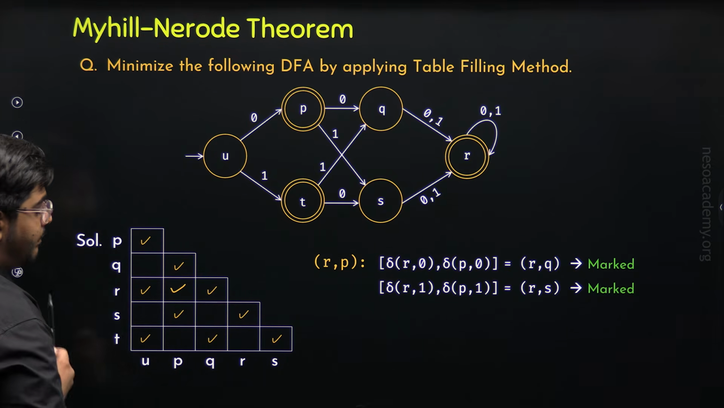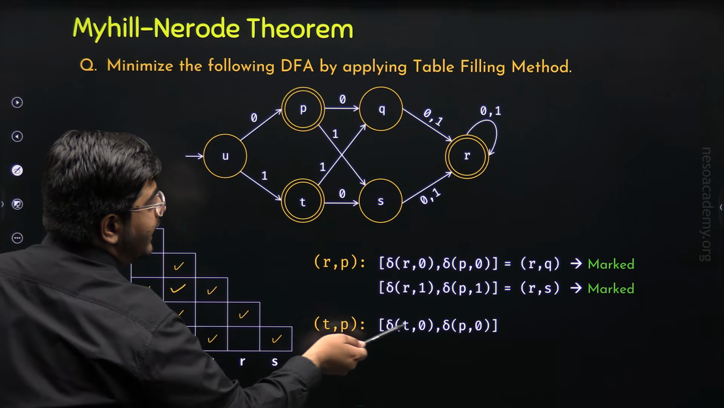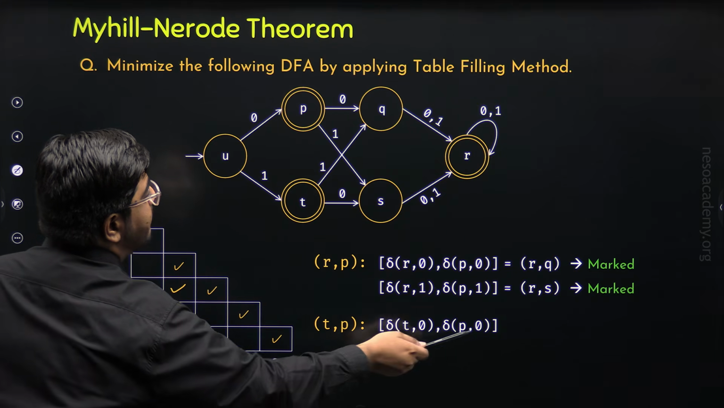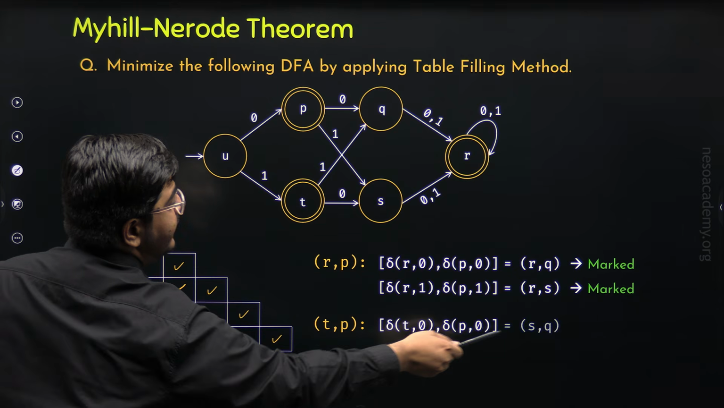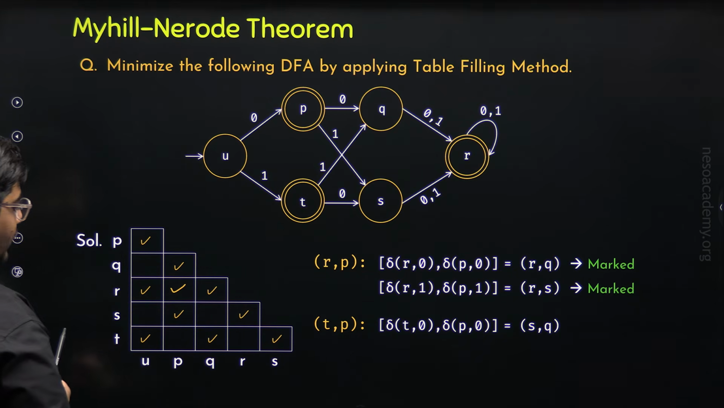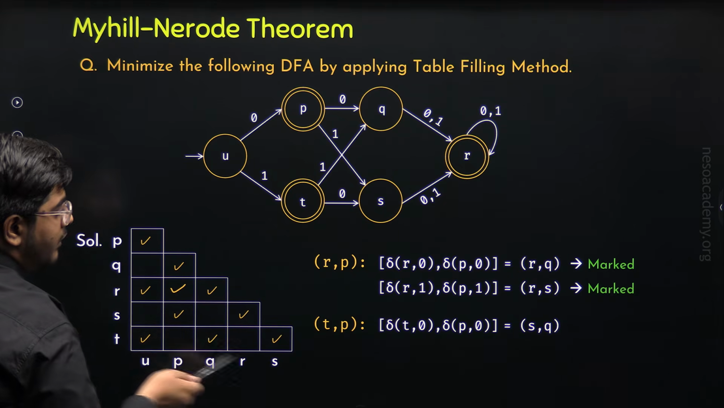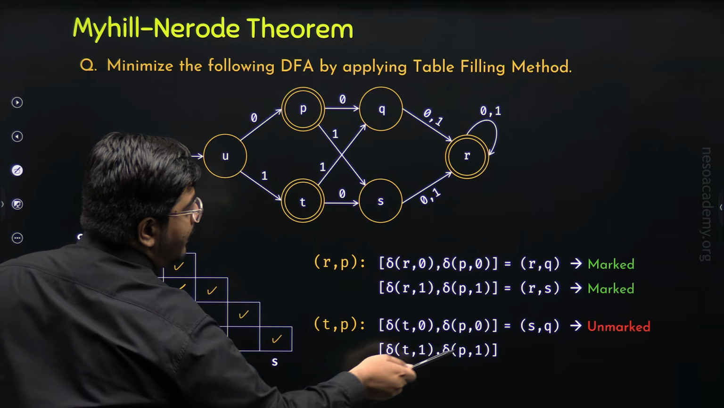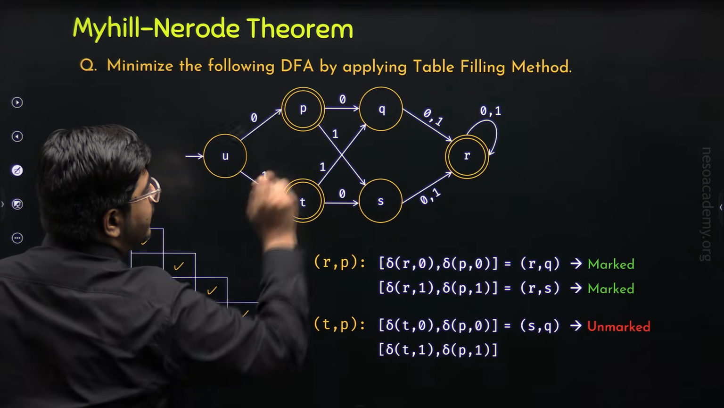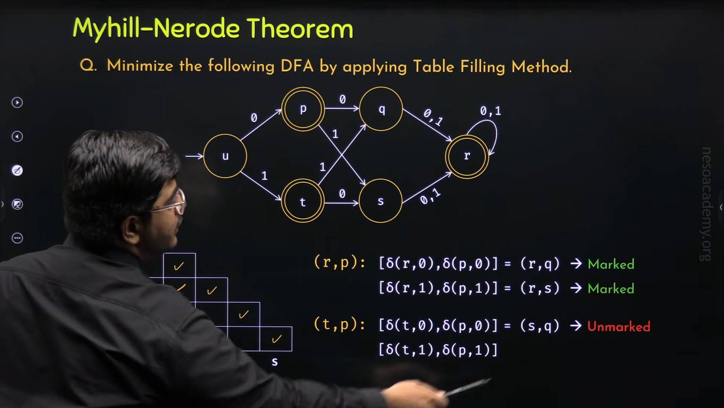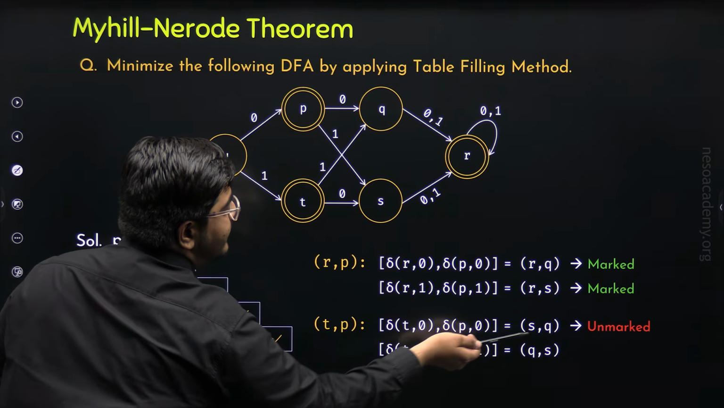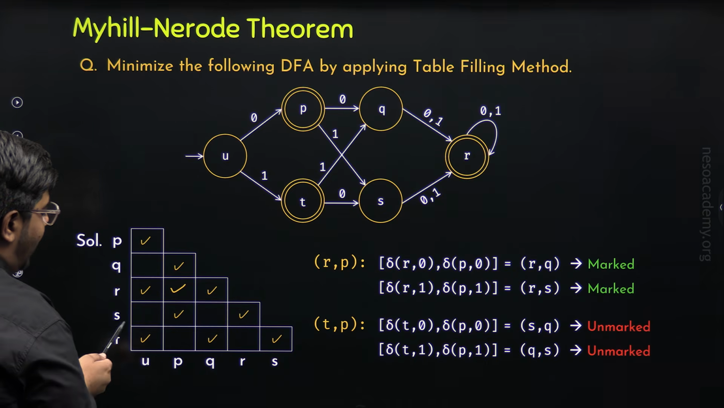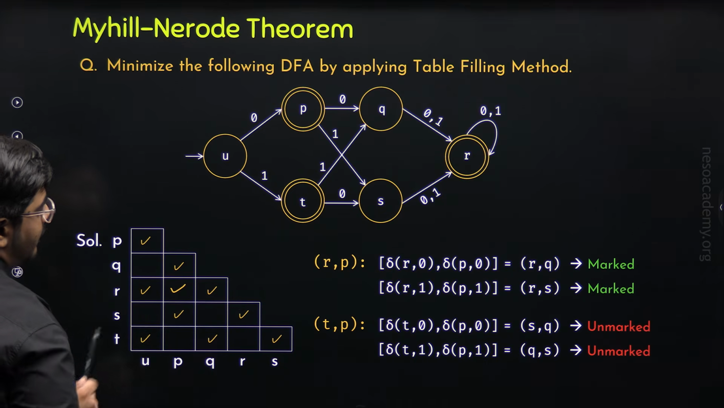Next unmarked pair is TP. For TP, we need to write delta T, 0 and delta P, 0. Now T, 0 is S and P, 0 is Q. So we are getting SQ. Let's check SQ in this particular table. SQ, this one, which is unmarked. Let's check the input symbol 1, delta T, 1 and delta P, 1. T, 1 gives Q and P, 1 gives S. So we are getting QS. SQ is the same as QS, so this will also be unmarked. Since both are unmarked, we cannot mark TP. This cell will also remain unmarked.